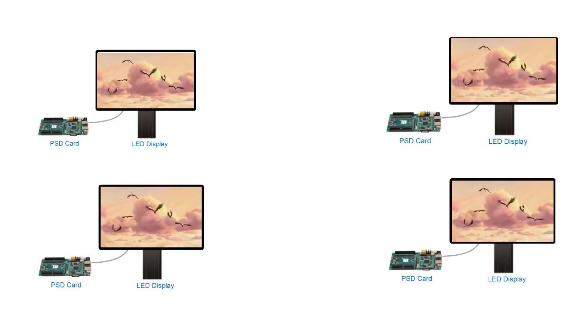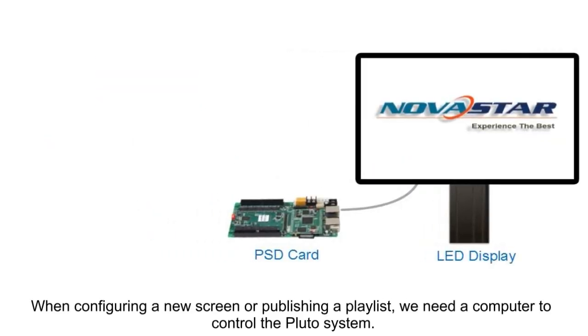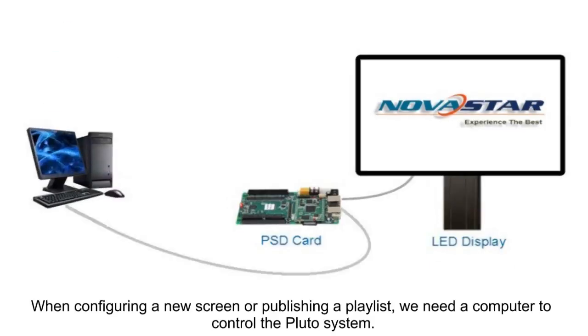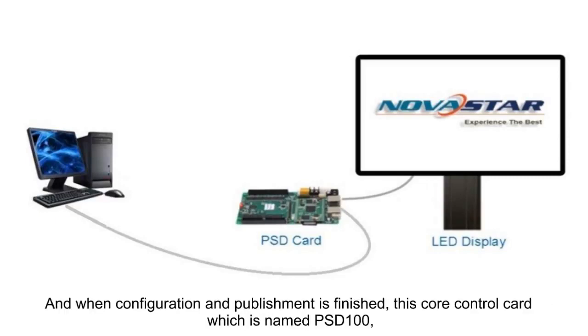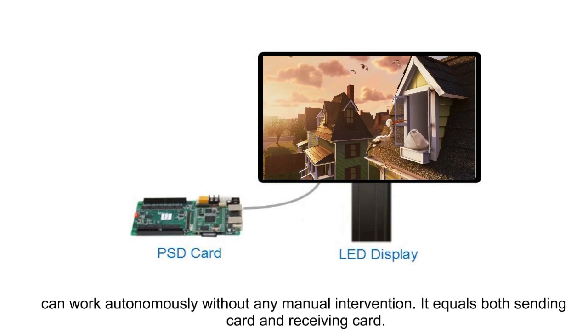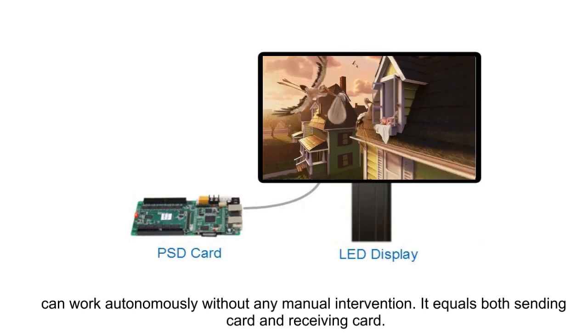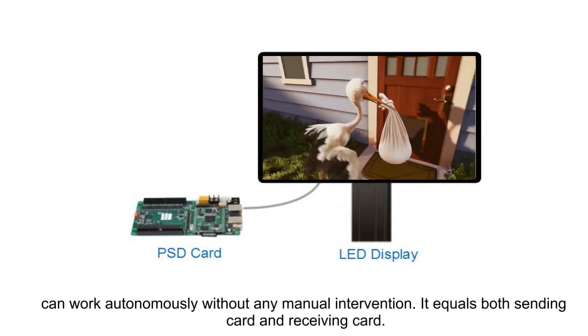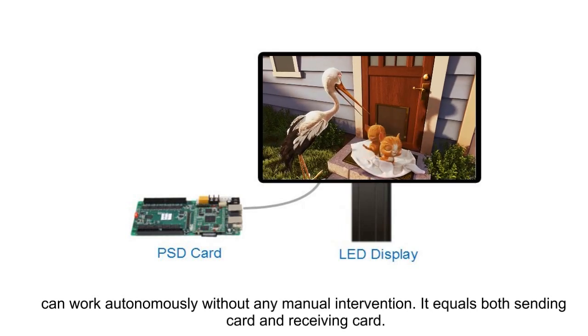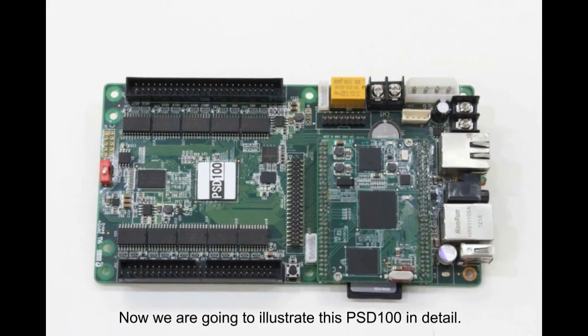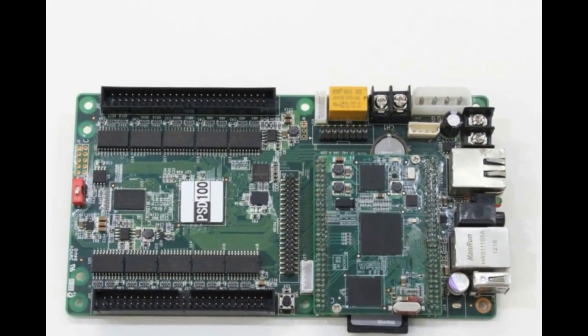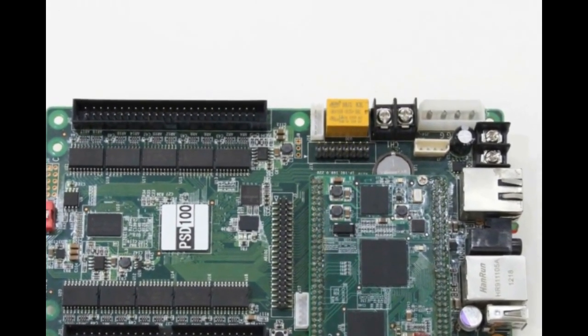When configuring a new screen or publishing a playlist, we need a computer to control the Bluetooth system. And when configuration and publishment is finished, this core control card, which is named PSD100, can work autonomously without any manual intervention. It equals both sending card and receiving card. Now we are going to illustrate this PSD100 in detail.